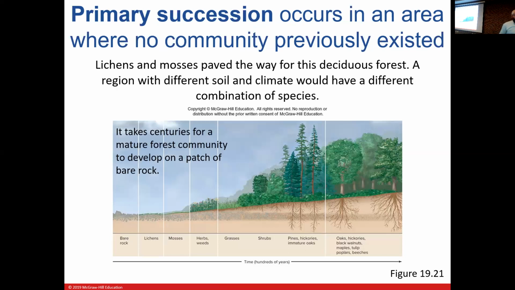Now, primary succession occurs in an area where there was no community previously existing. This is where things like lichens or mosses are going to start paving the way for a deciduous forest. Now, all this research actually came out of my alma mater, University of Georgia. For whatever reason, they owned a huge property in Michigan that had been clear cut, and then they monitored the changes over time.